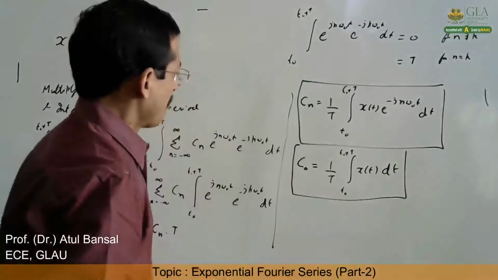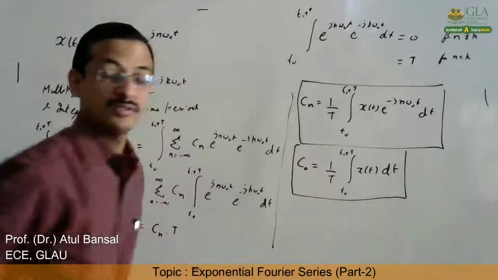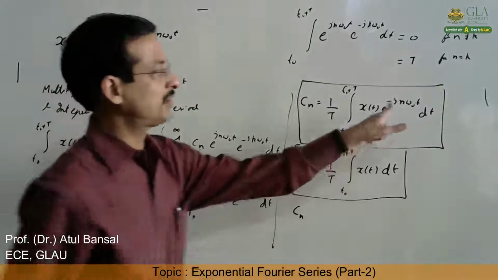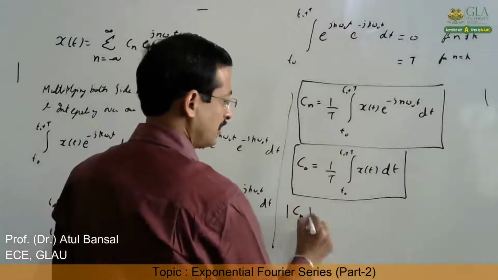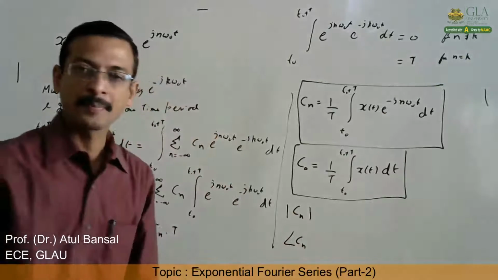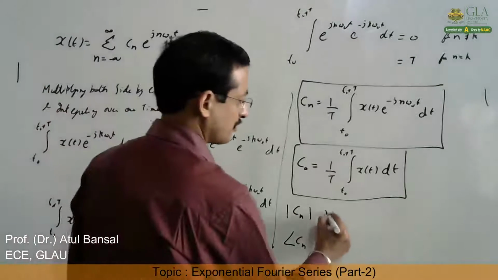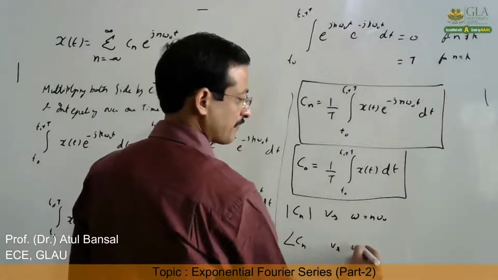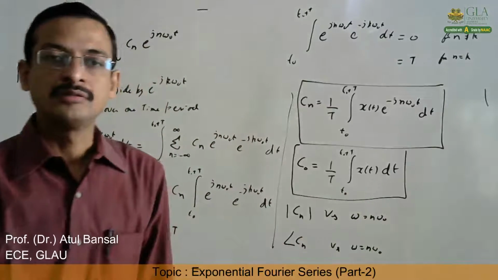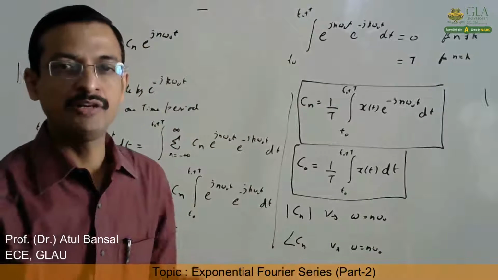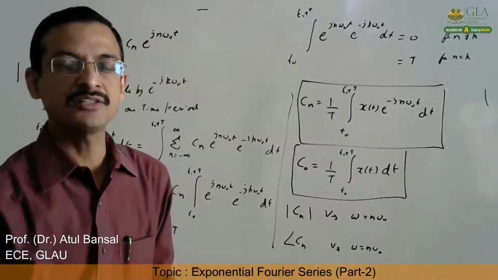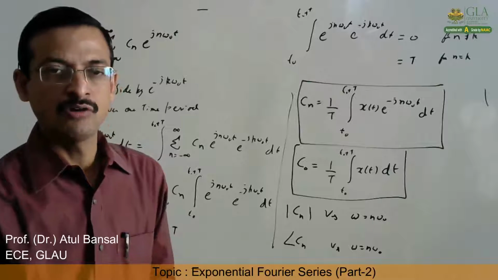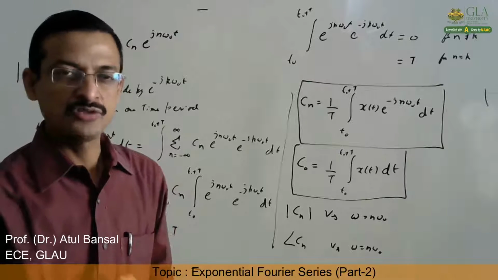Clear? Now if we plot this Cn, because this is a complex number, it will have the magnitude as well as the angle. So if we plot this versus the frequency omega, which is actually equal to n omega naught, we obtain very important information from the exponential Fourier series, that is called the Fourier spectrum. Now what is Fourier spectrum? The plot of Fourier coefficients versus the frequency is known as the Fourier spectrum.